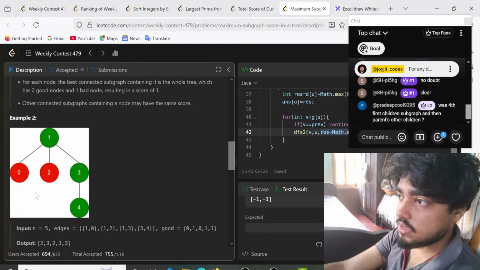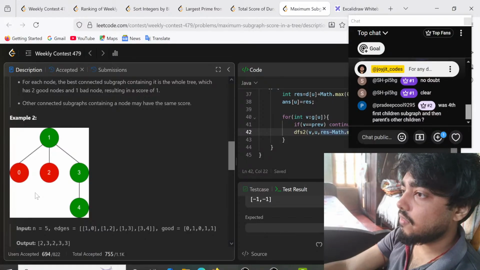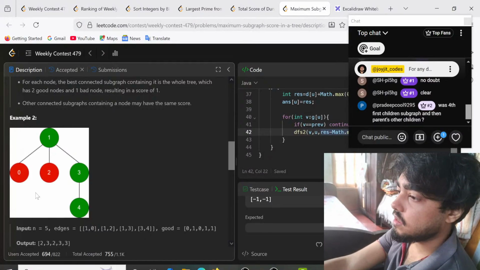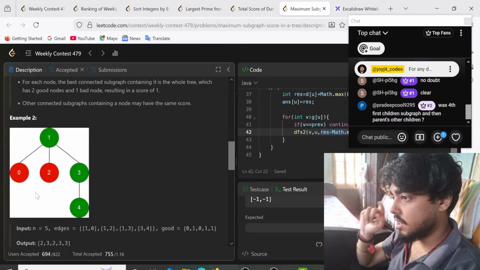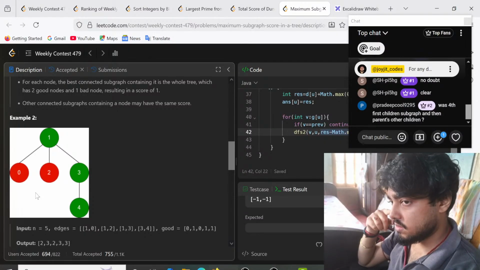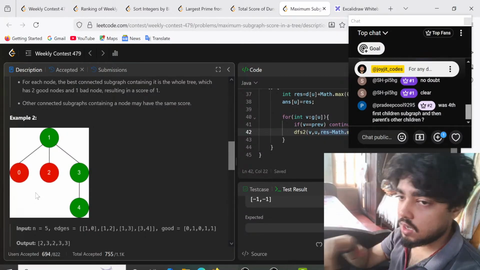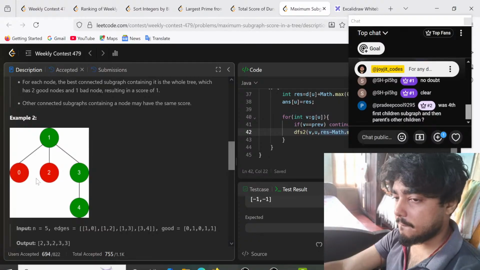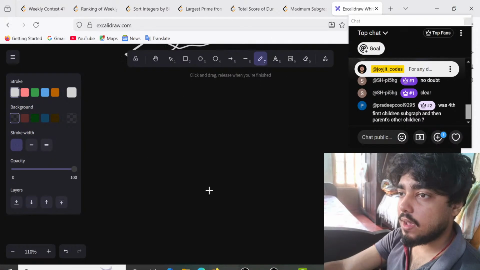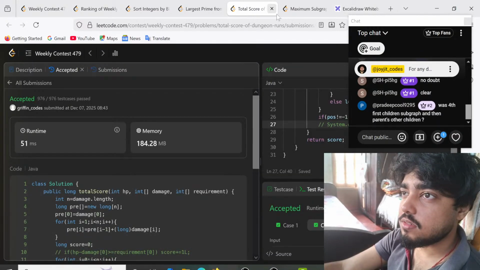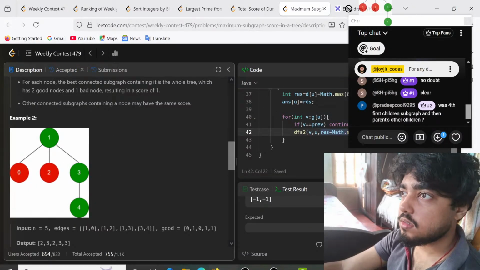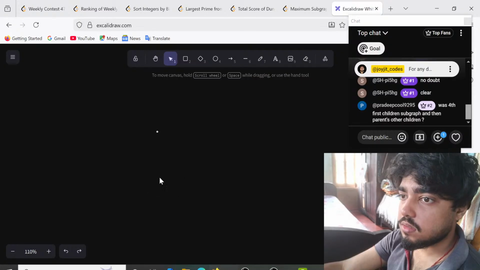Let's take this. Was both first children subgraph and then parents other children? Hmm, I don't get it. I have copied something, I don't know. No, not getting copied. One drag and drop.